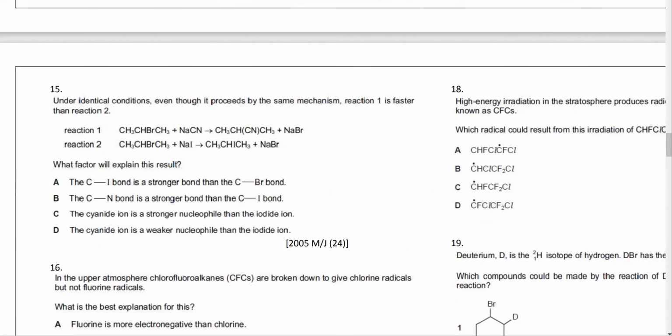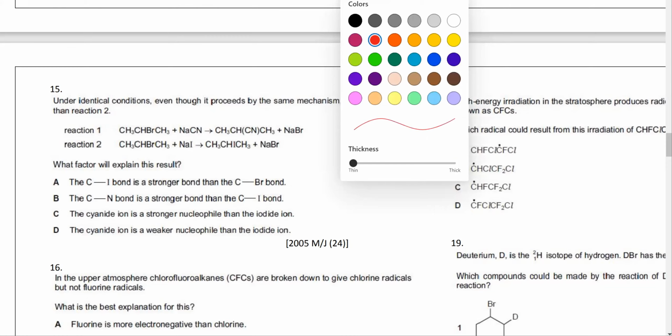Question number 15: under identical conditions, even though it proceeds by the same mechanism, reaction 1 is faster than reaction 2. So there's reaction 1 and there's reaction number 2. What factor will explain this result? Remember, both of them are exactly the same type of halogenoalkane.